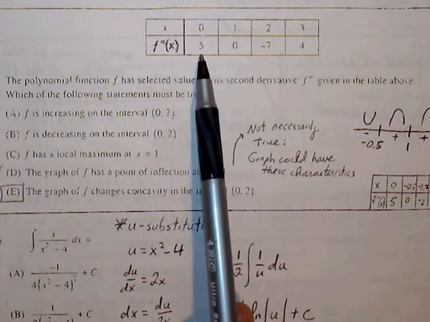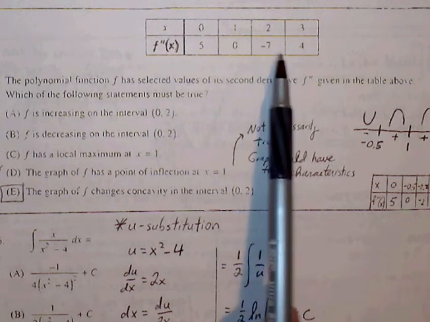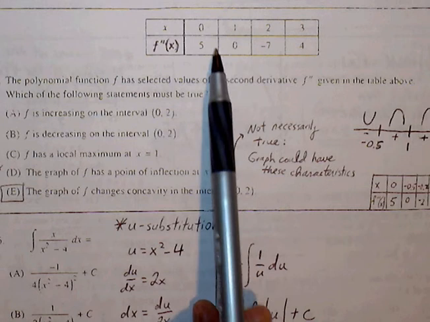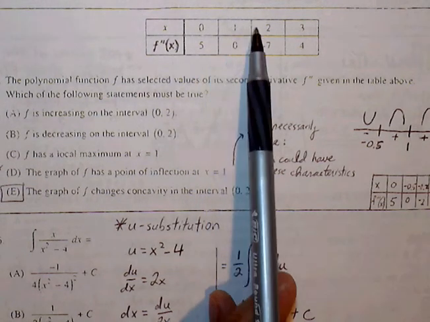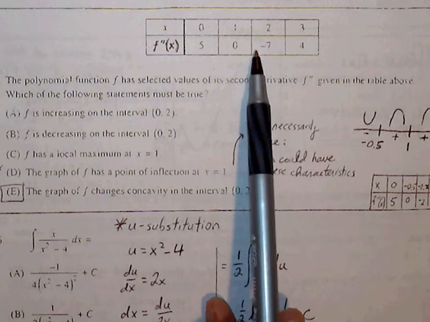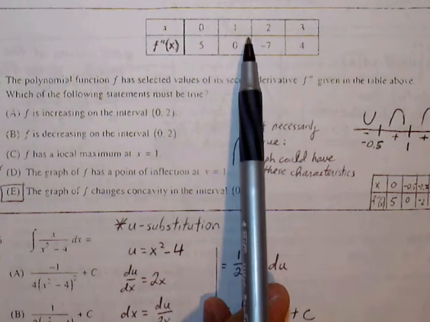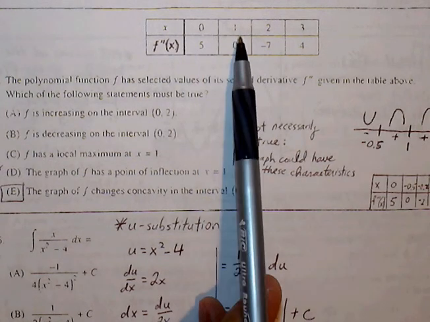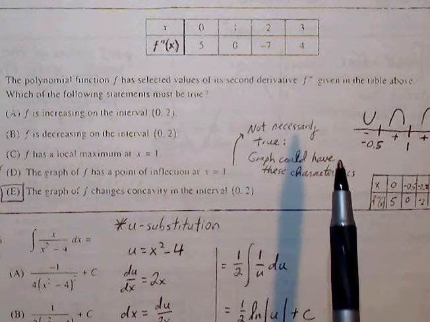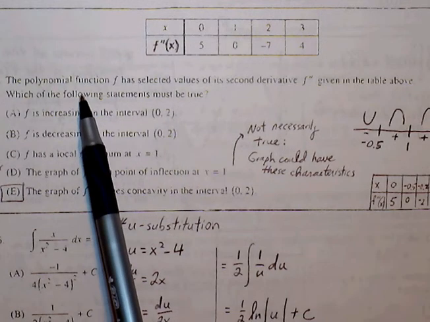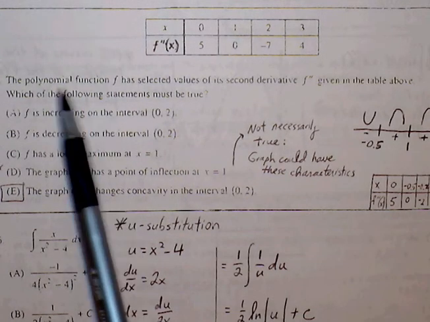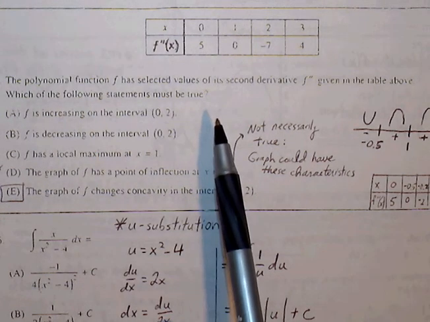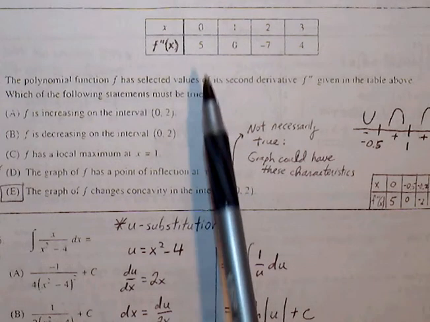However, these are just selected ordered pairs for the function. There may be a variety of different things occurring between 0 and 1, and there could be a variety of different things occurring between 1 and 2. So we have to take those into account because we don't have the full picture. We just know that these ordered pairs exist on the graph. And we know that this is a polynomial function, so it's going to be a smooth curve, and it's going to be differentiable and continuous.